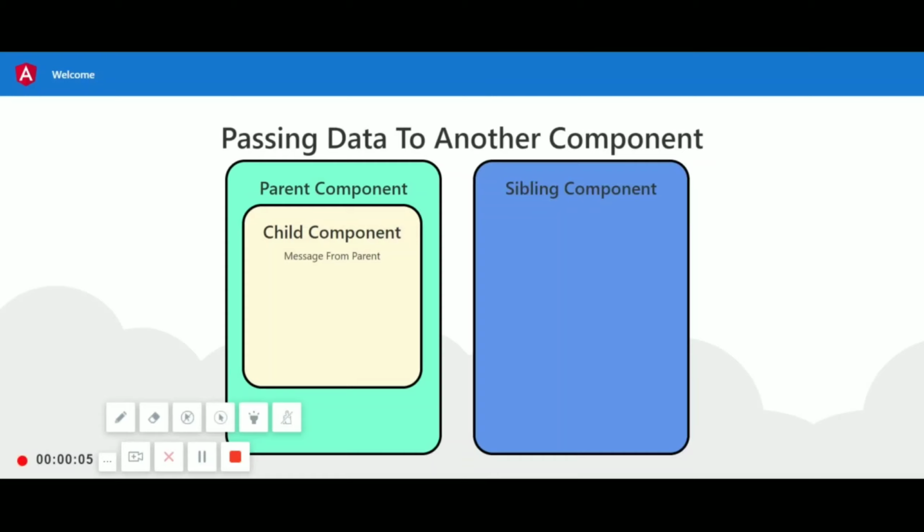Now in the browser you can see the result. The child component can show the message from the parent component. So in this way you can send a message from parent component to child component by using the Input decorator.